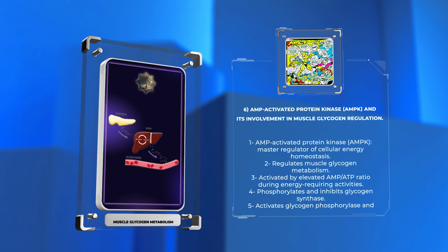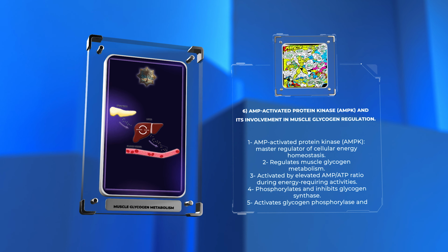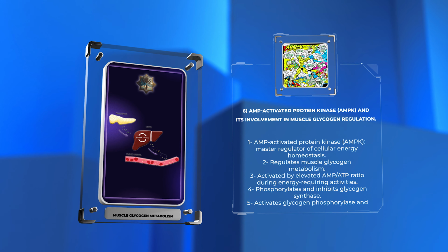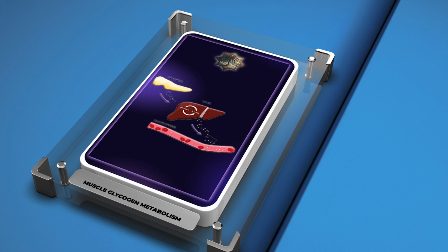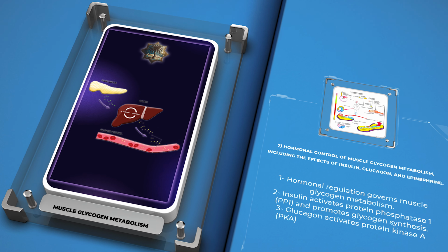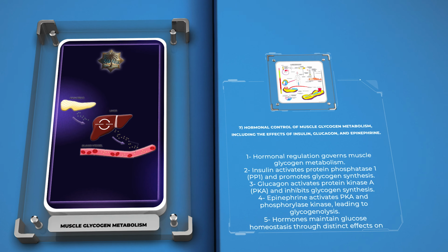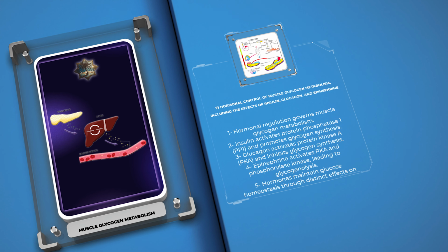These actions collectively enhance the availability of energy substrates required during times of higher energy demands, ensuring the maintenance of adequate cellular energy balance. Hormonal regulation plays a significant role in governing muscle glycogen metabolism. Three hormones, insulin, glucagon, and epinephrine, exert distinct effects on glycogen synthesis and breakdown to maintain glucose homeostasis.